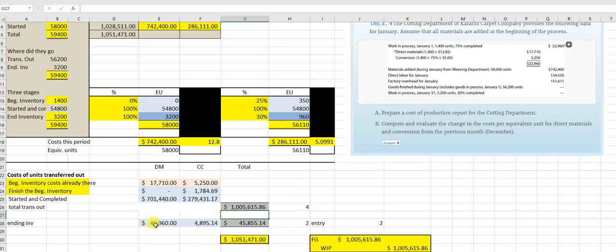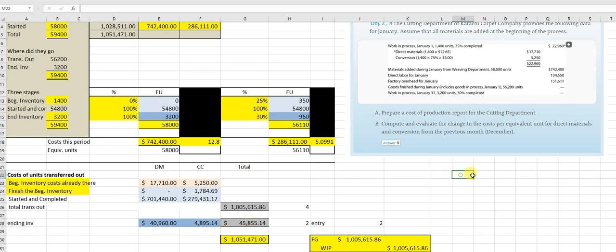And then my ending inventory is the stuff that's still there and will become my beginning inventory next time. And that's right here. These are units. So I convert it to dollars by taking this times 12.80 to get 40,960, and 960 times 5.0991 to get that. I add them up and there's your ending inventory.